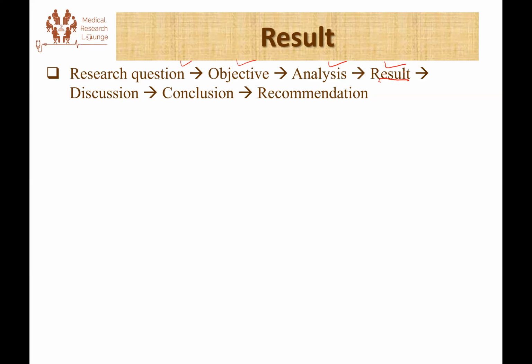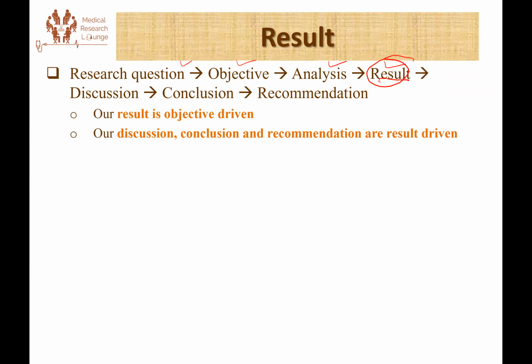Whenever you write an article, make sure that everything has a flow from the very beginning to the end. If you change your research question, everything else is going to change. So you have to make sure that everything is in line with each other. Our result is objective driven. And the process of making meaning out of our results, which is our discussion, conclusion, and recommendations, is also result driven, which is indirectly objective driven.